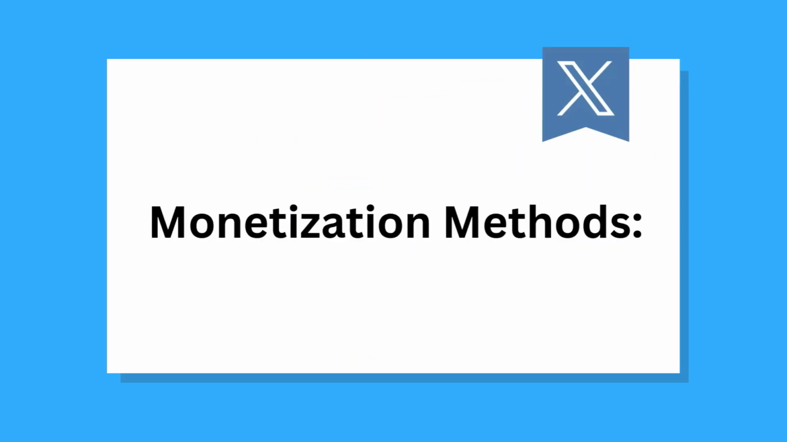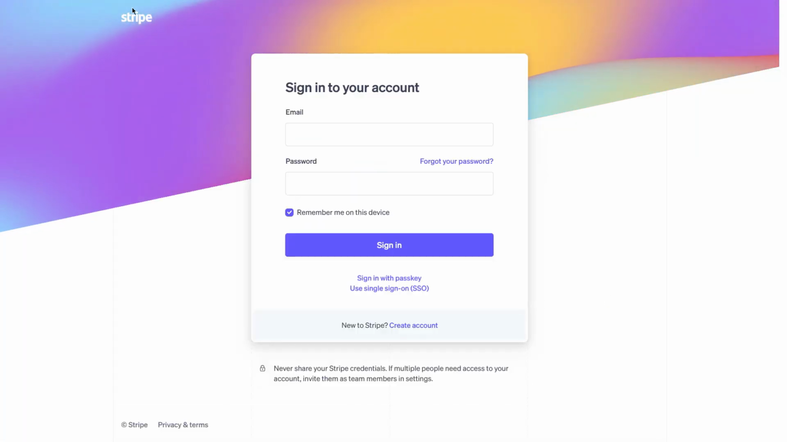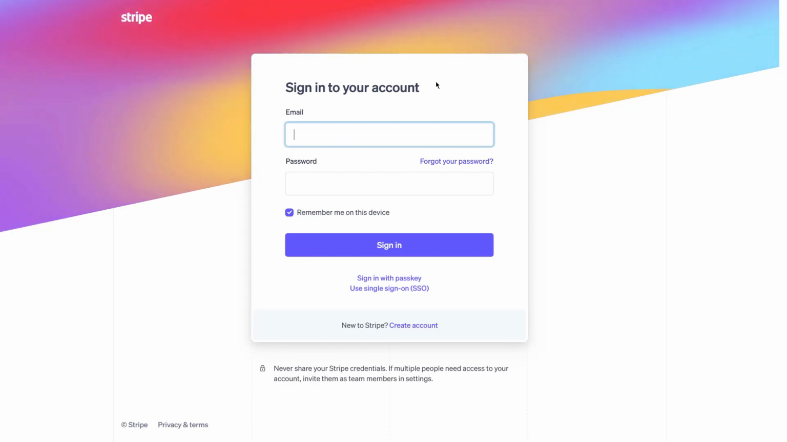Monetization methods. Ads revenue sharing. This program allows creators to share in the ad revenue generated from impressions of ads displayed in replies to their content. Eligibility also requires setting up a Stripe account for payouts with a minimum payout threshold of $10.